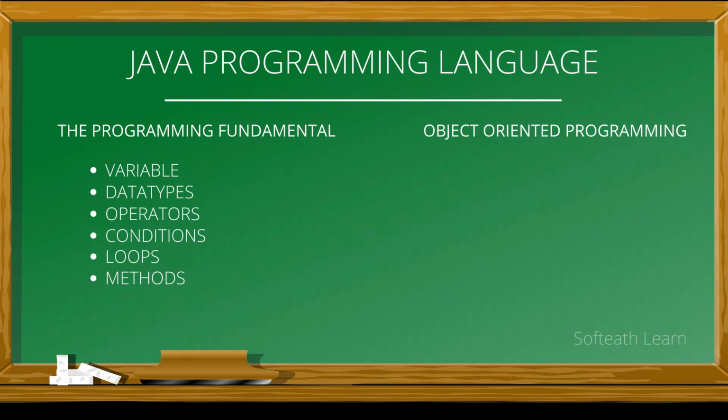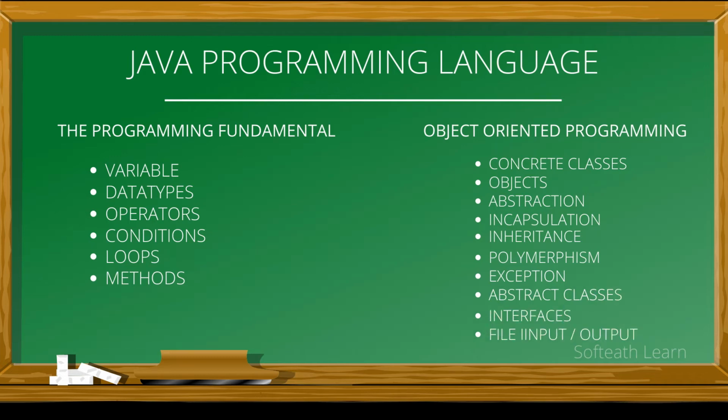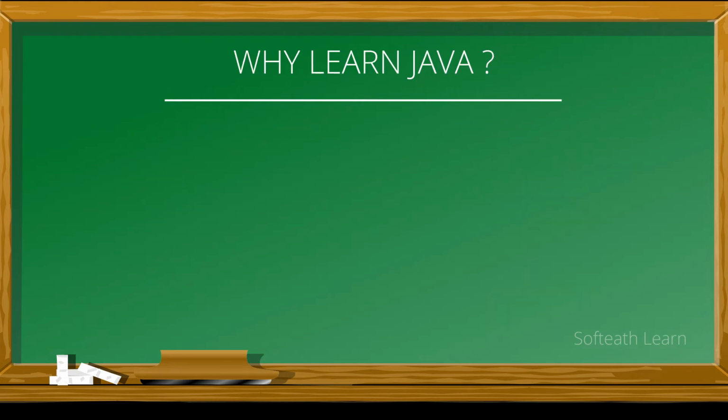Whenever we finish the basics and have an idea of what programming is, and you know how to write a basic program, we will move to object-oriented programming. So we will talk about concrete classes, objects, abstraction, encapsulation, inheritance, polymorphism, exceptions, abstract classes, interfaces, and file input-output. As you can see, it is a huge course. I will not hold anything back, and I am going to teach you everything I know to help you become a programmer. Now let's see why you would learn the Java programming language.